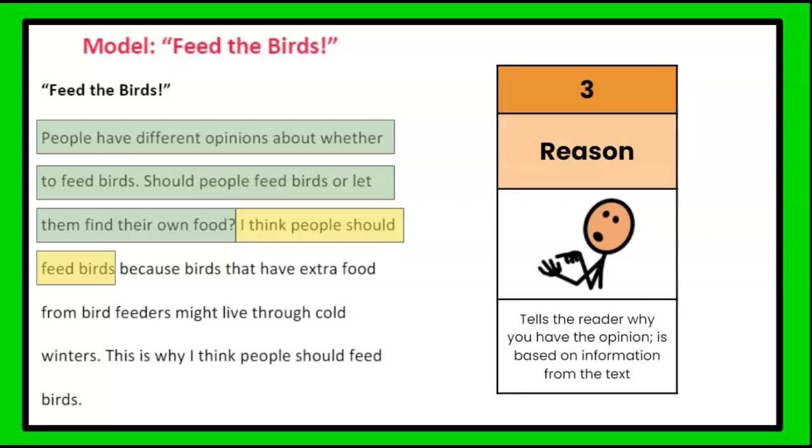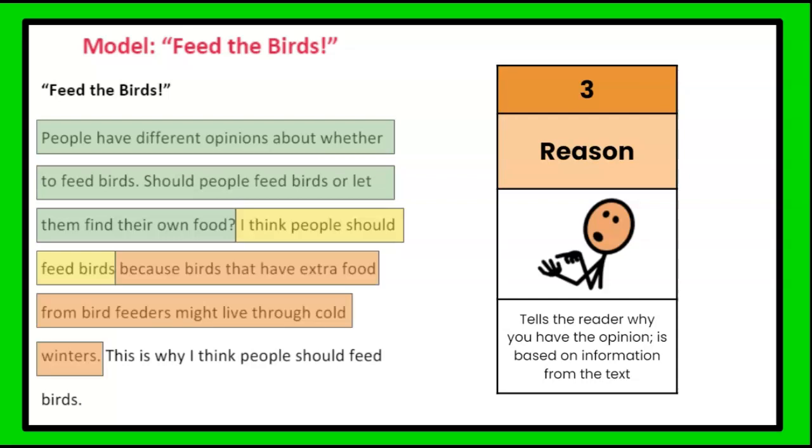Reason. The reason tells the reader why you have the opinion, based on information from a text. Because birds that have extra food from bird feeders might live through cold winters. There's a really important word in there that lets me know the why part. And it's because. Because is telling me why. It's giving me the answer of why the author thinks people should feed birds. Because birds that have extra food from bird feeders might live through cold winters.